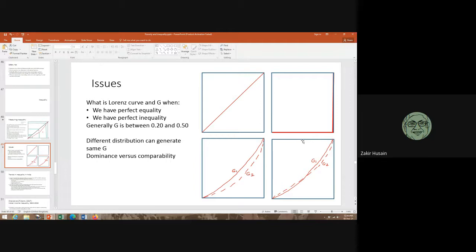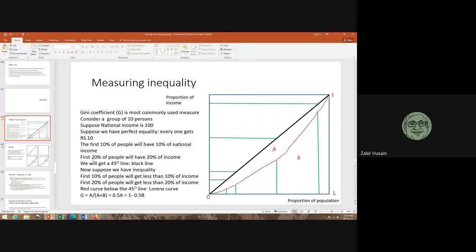Gini will be, I think, one. Or for perfect equality, how is 0, I think? Or is it half? Sorry, it would be half. No, for perfect equality, what happens? A becomes 0.